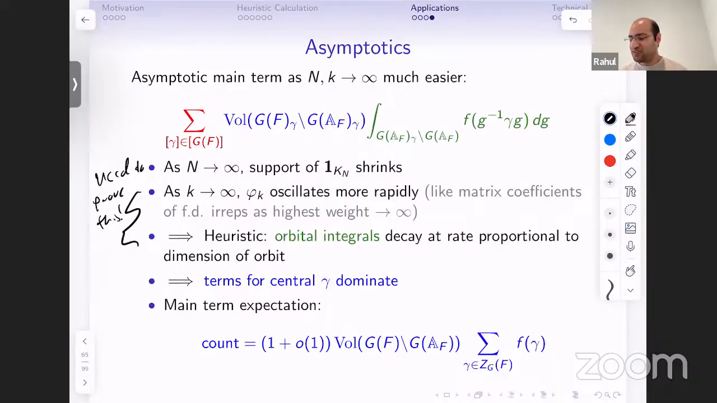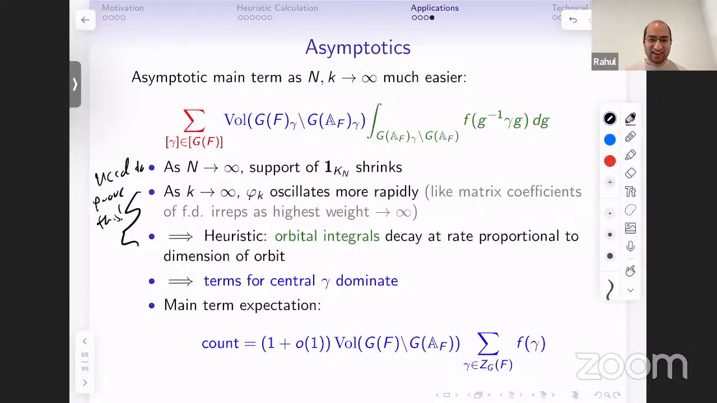Now, of course, proving these heuristics, proving that the orbital integrals decay at a rate proportional to the dimension of the orbit, you need a little bit more than just the support of the function shrinking and oscillating, right? You need the oscillation to be exactly along the specific directions that you're taking the orbital integral. So actually proving this heuristic tends to be a lot of work. This isn't free. This is, again, just an expectation. And when you want to do something rigorously, you have to prove this decay.